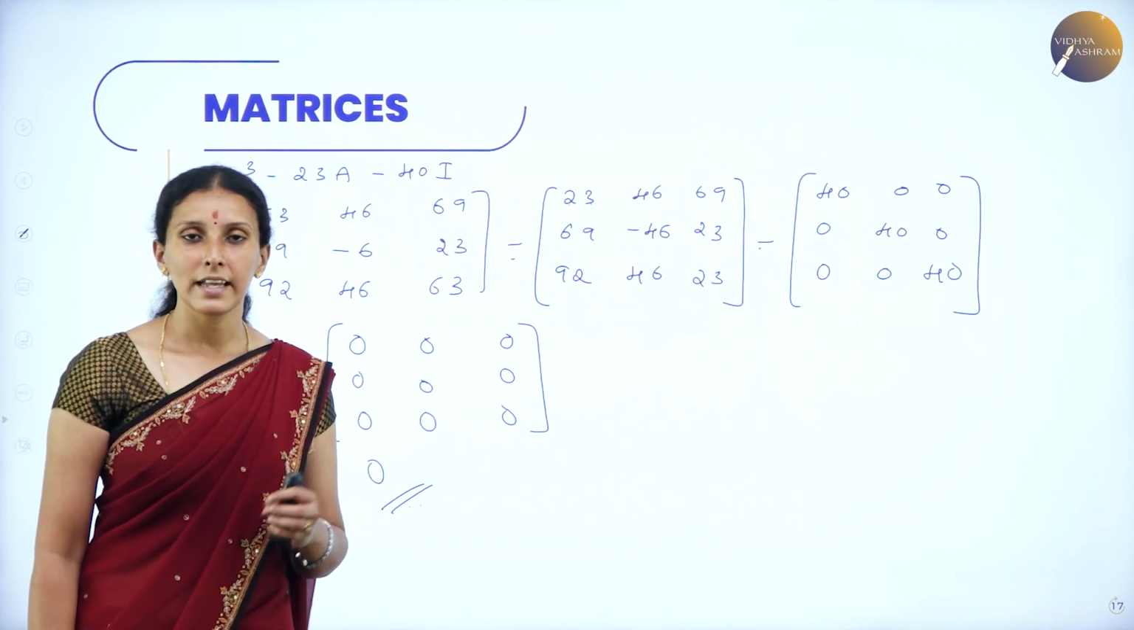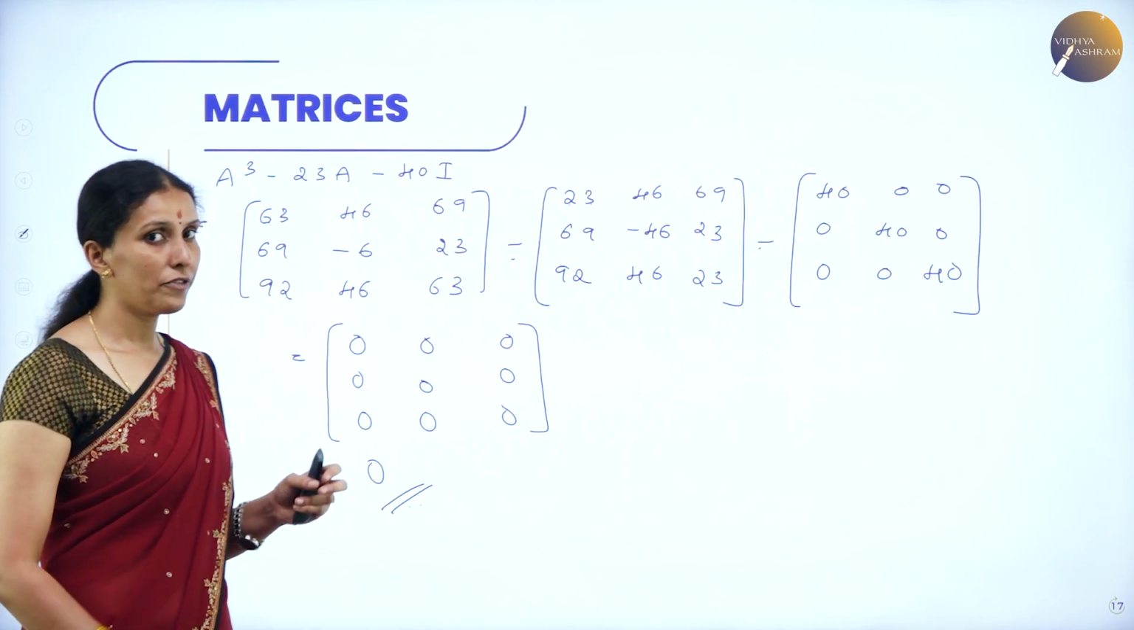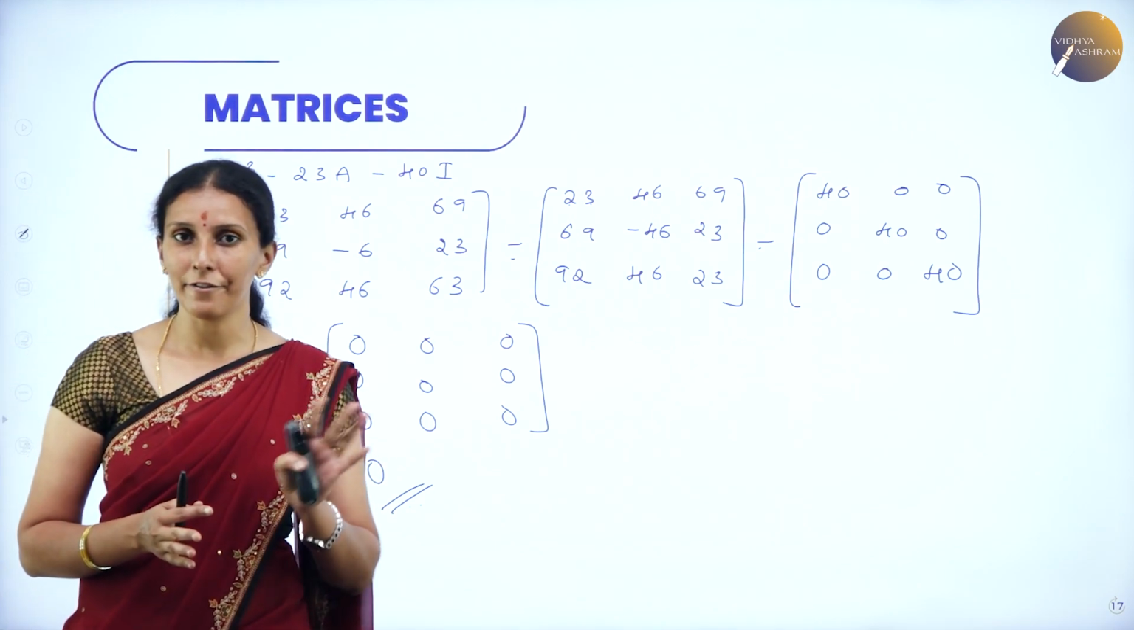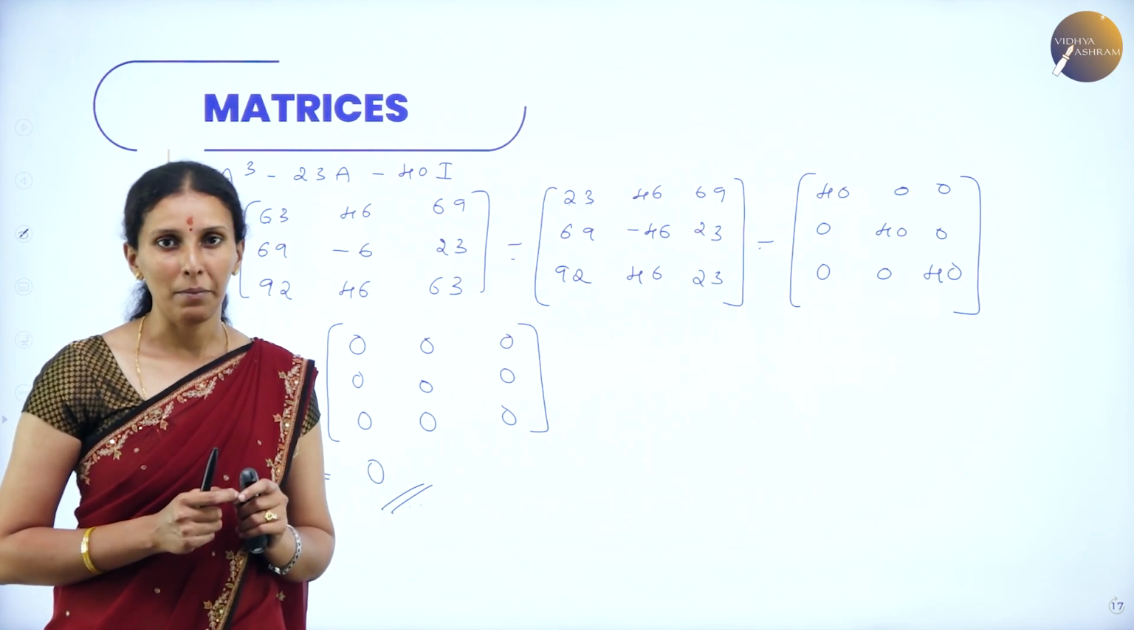So again this is an important question for 5 marks. So you have to find out A cube, 23A and 40I. Just substitute in the equation and show that the resultant is a null matrix.